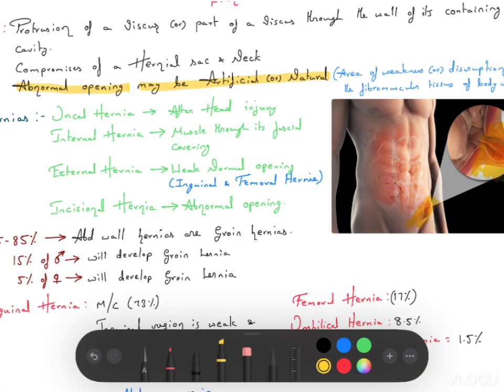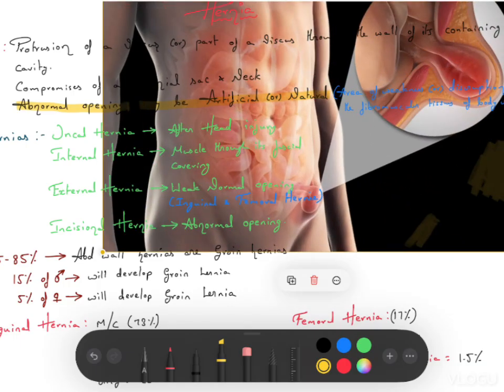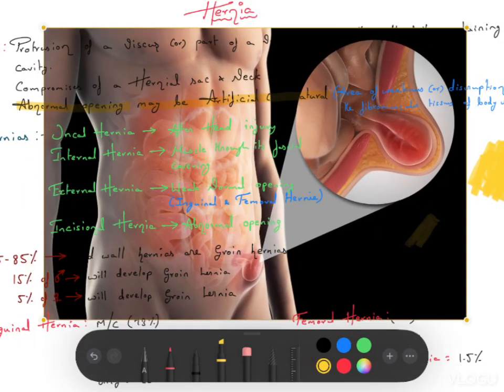Here the patient has muscle weakness, so the abdominal contents are protruding outside. Now you can see what is happening in this picture. I'm zooming in. Looking at the physiology, what is the normal function of the abdominal wall? It provides protection, support, and pressure generation.